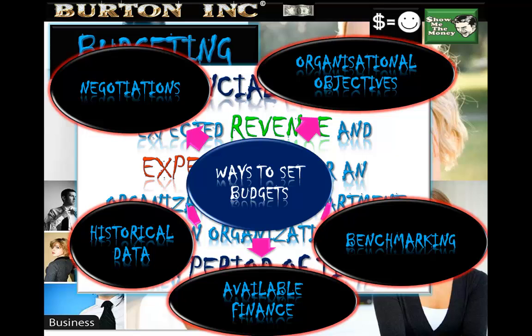We have got benchmarking, and this means setting a firm's budget based on the budgets of its nearest competitors. So if Cadbury's budgets for a $2 million marketing campaign, rival firms Nestle and Mars are likely to follow in the same direction. And last but certainly not least, negotiations. Some budgets are set by discussions between budget holders and the senior managers in charge of the master budget.